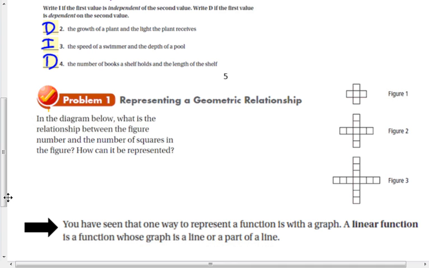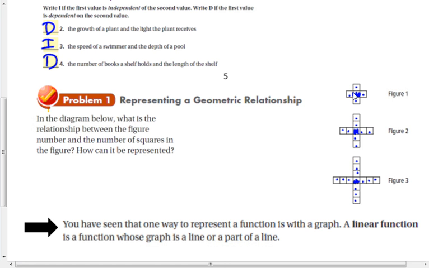Check this out here. It says in the diagram below, what is the relationship between the figure number and the number of squares in the figure? What you might notice is figure number 1, you start with 1 in the middle, and then there's 4 around the outside. Again, on figure 2, we have 1 in the middle, we have 4 like the first one, and then we have 4 more around the outside there. And this one has the first 4, the second 4, and then 4 more added on.